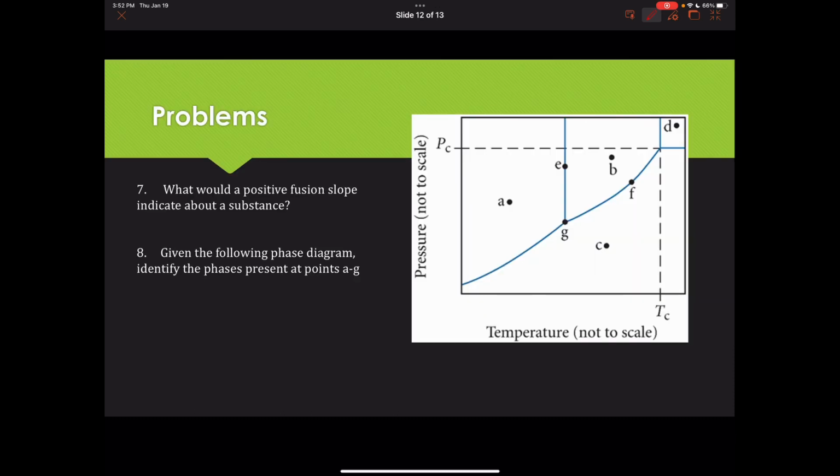So one of the things we need to be able to do with our phase diagrams in this chapter is identify those important features. Identify where we've got solid, liquid, or gas, or mixtures. Determine what that fusion slope means. Where's our critical point? Where's our supercritical fluid?